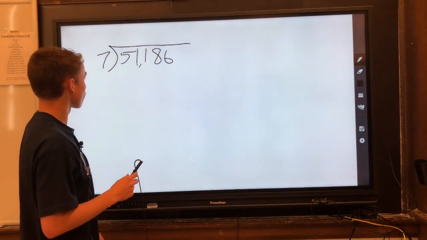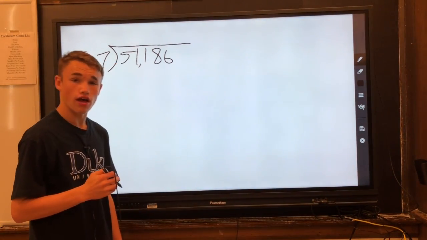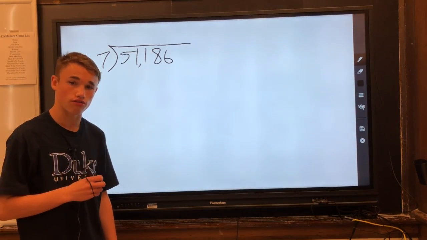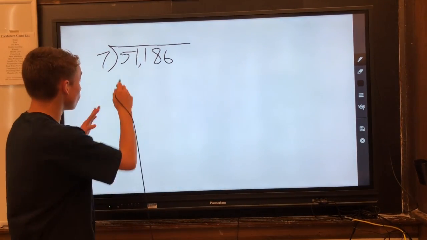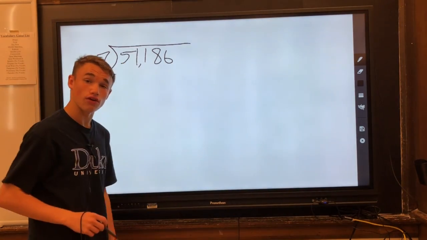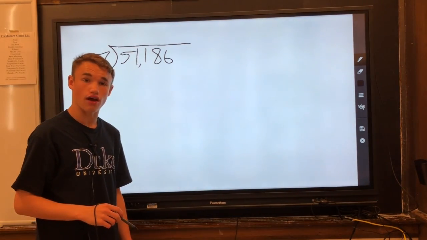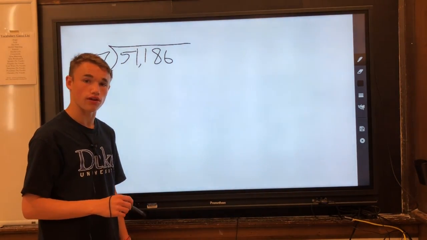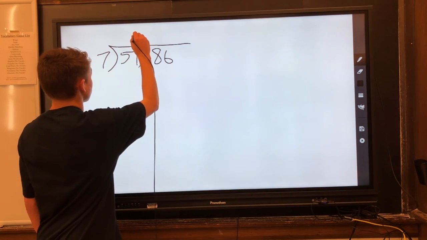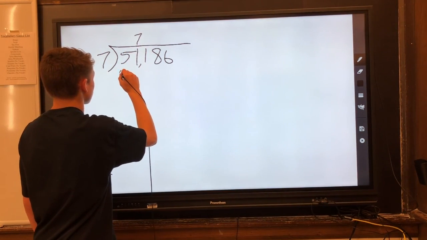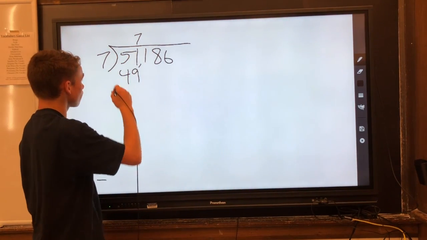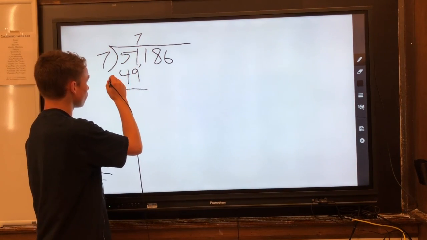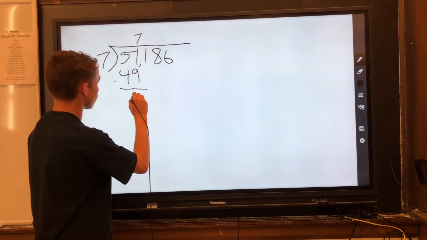So the first thing you always need to look into is how many times does the 7 go into the 5? The answer is 0 times. So you move over, and how many times does 7 go into 51? Well, 7 times, and 7 times 7 is equal to 49. So you multiply these by each other, and then drop that down, subtract it, and you get 2.